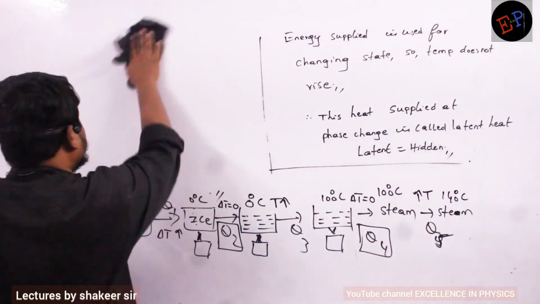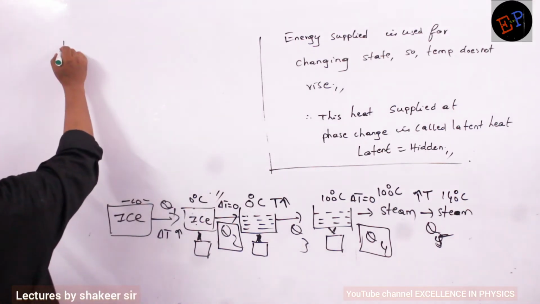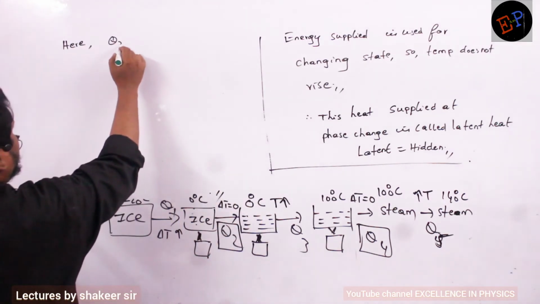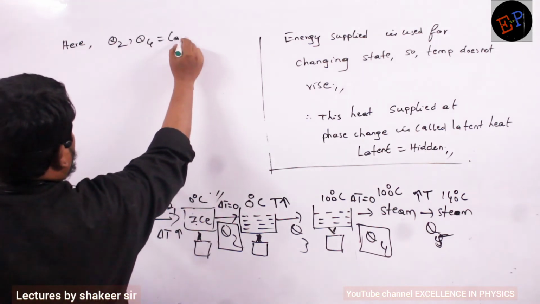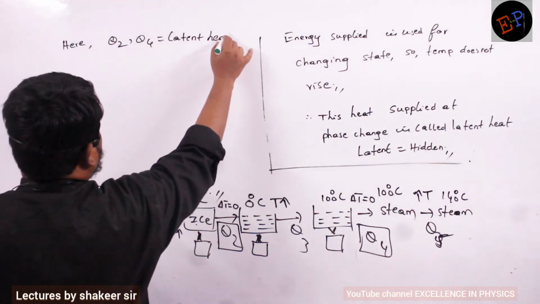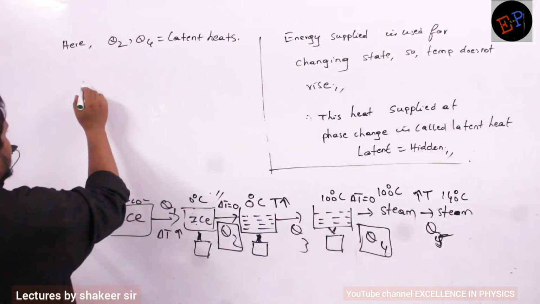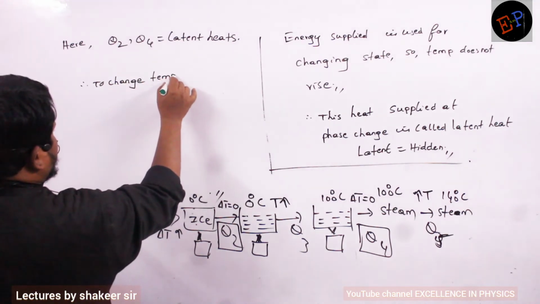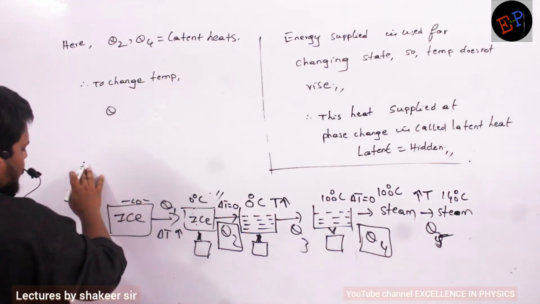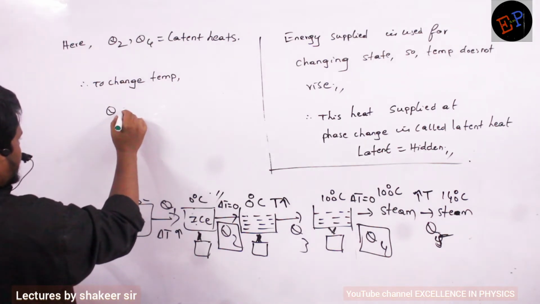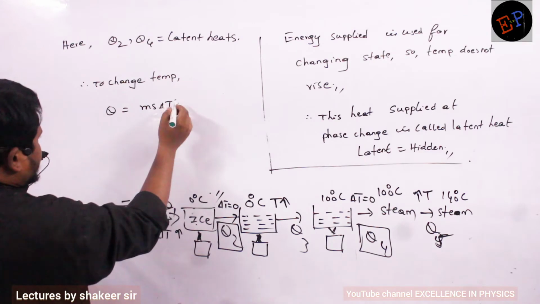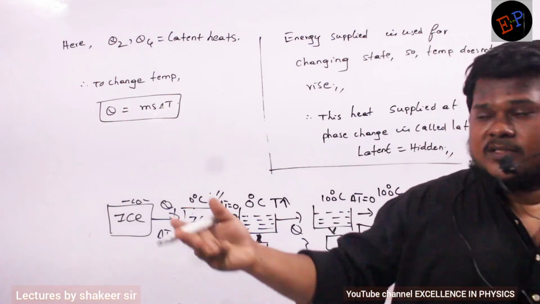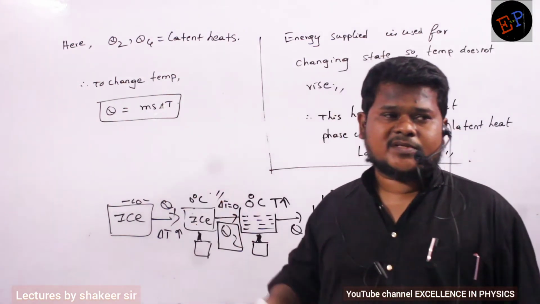Which are the latent heats? Q2 and Q4. Q2, Q4, they are called latent heats. Therefore, to change temperature, Q is equal to ms delta T. This is the formula which we use when temperature is changing. Already we have studied, no? Q is equal to ms delta T.